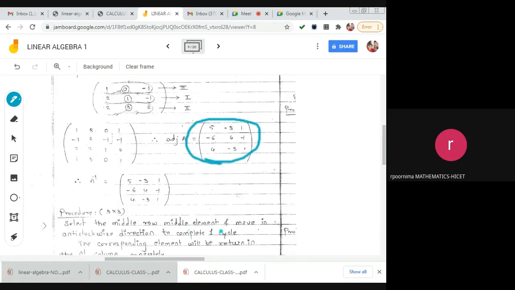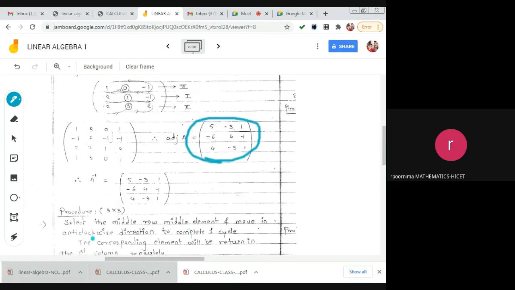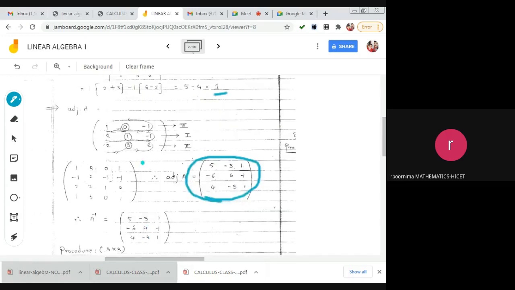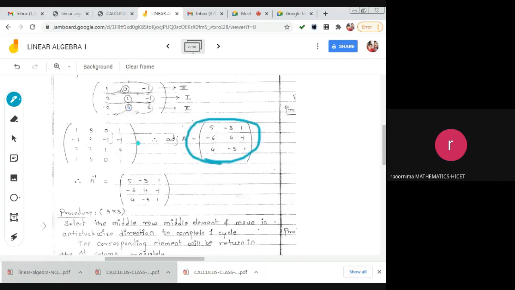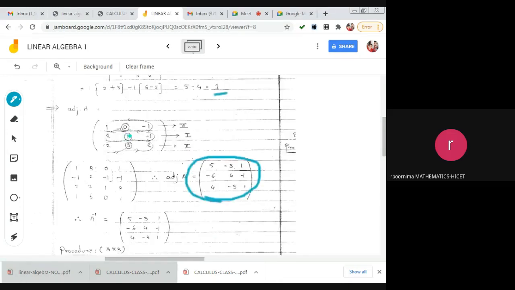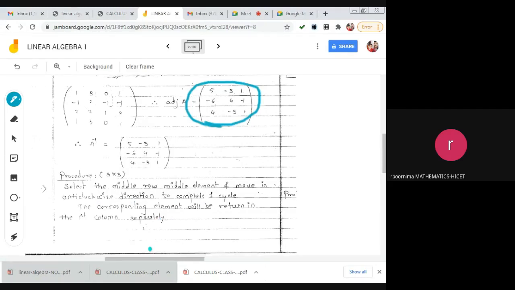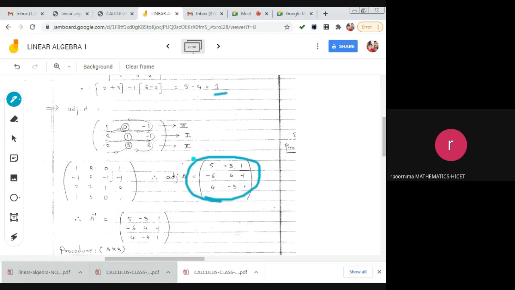Select the middle row, middle element, and move in anti-clockwise direction to complete one cycle. The corresponding element will be written in the first column separately. So first select the middle row and middle element, that is 1. Then move in anti-clockwise direction to complete one cycle. The corresponding element will be written in the first column separately. So you can apply the procedure.